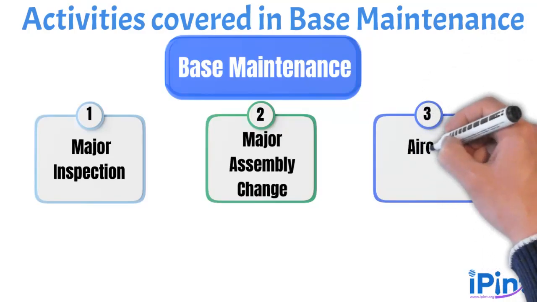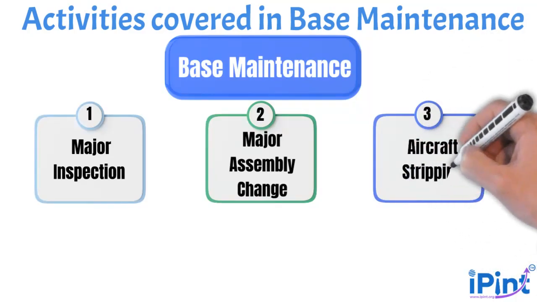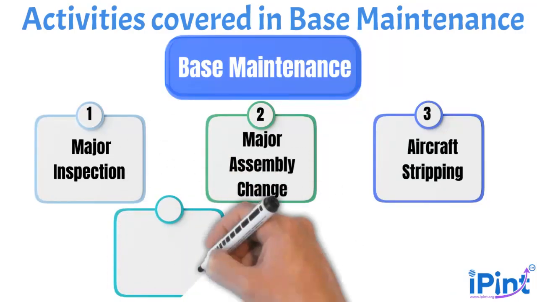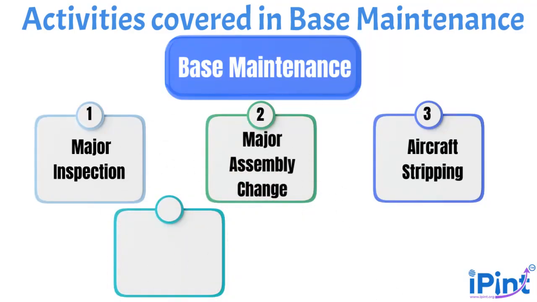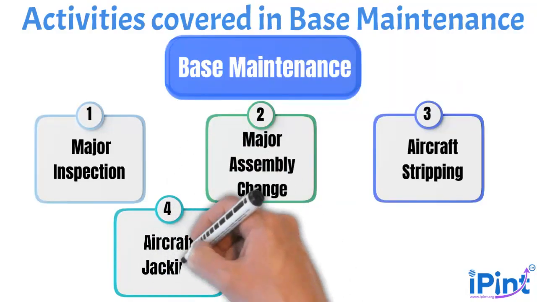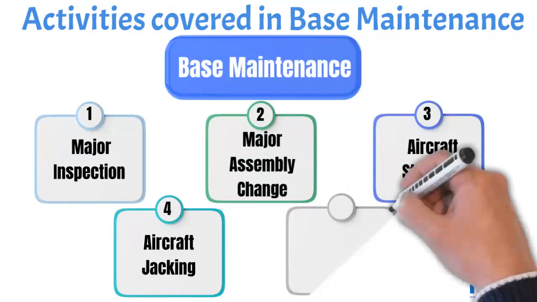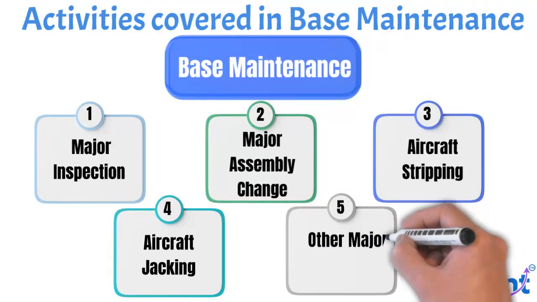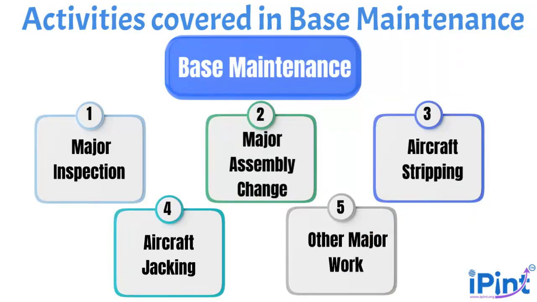Third is the aircraft maintenance task which requires stripping of the aircraft, including wiring change, floorboard change, or other similar work. Fourth is a task that requires aircraft jacking, which also falls under the base maintenance category. The last one is other types of major work on aircraft that need hangar facilities, such as aircraft cabin retrofit and troubleshooting of defects that need extensive removal and fitment.